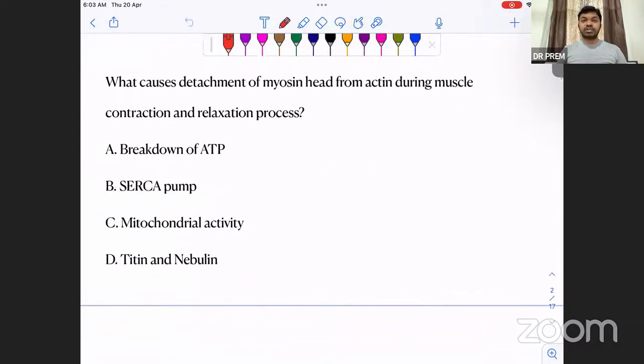First one: what causes detachment of myosin head from actin during muscle contraction and relaxation process? Now, guys, could you bring out an answer? A, breakdown of ATP; B, SERCA pump; C, mitochondrial activity; D, titin and nebulin. Any guesses? A, breakdown of ATP. Okay.